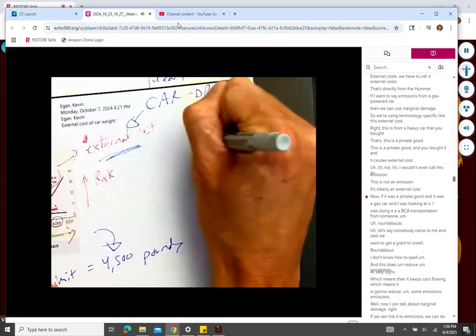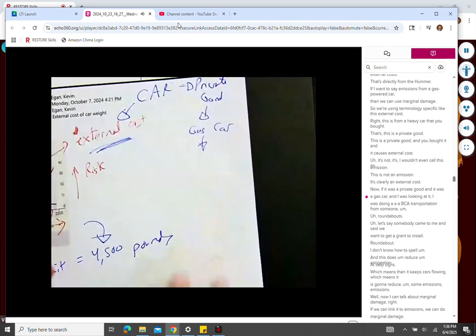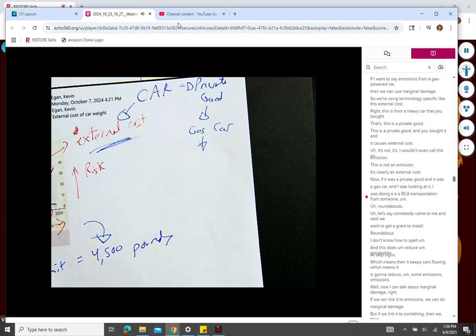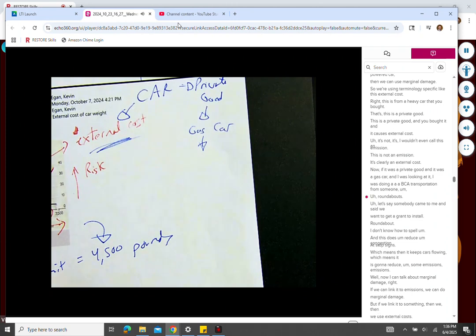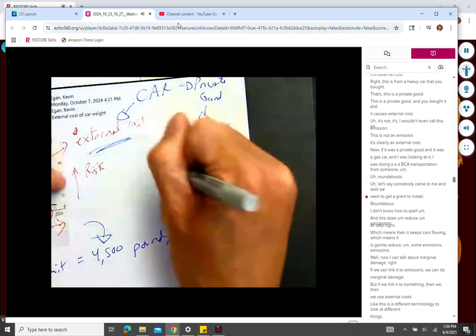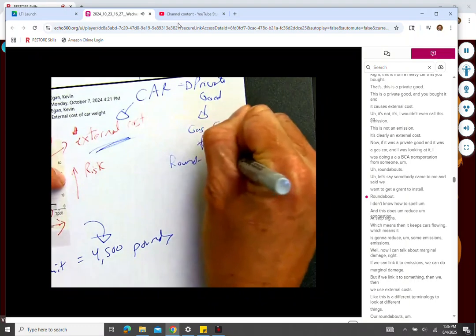Now, if it was a private good and it was a gas car, and I was doing a BCA transportation from someone, roundabouts. Let's say somebody came to me and said, we want to get a grant to install roundabouts.